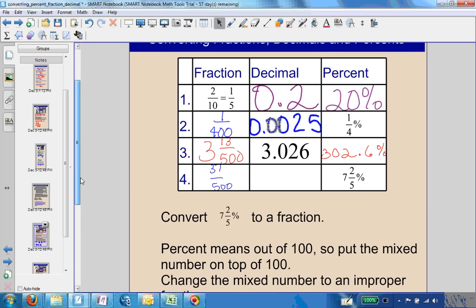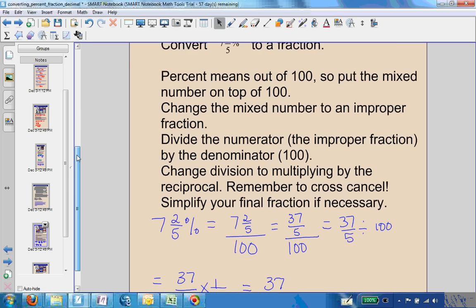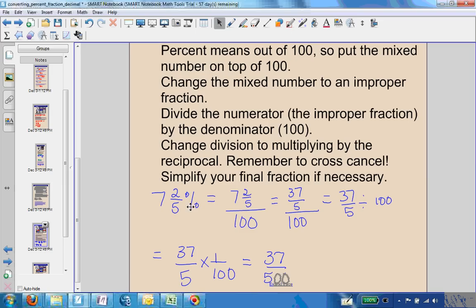Next, we're going to talk about 7 2/5% and how to change it to a fraction. So first of all, we're going to put 7 2/5% over 100. Because percent means out of 100, and that automatically changes it to a fraction. But now I need to simplify this fraction because we can't leave a fraction in the numerator of a fraction. So I'm going to change 7 2/5 to an improper fraction.